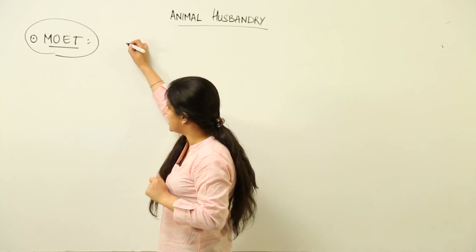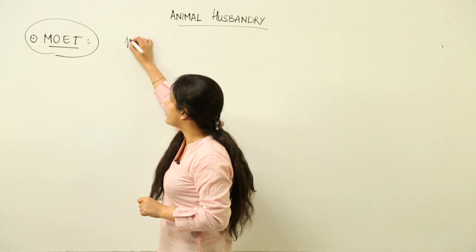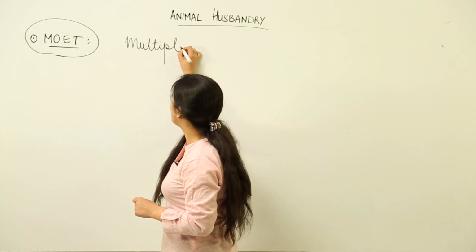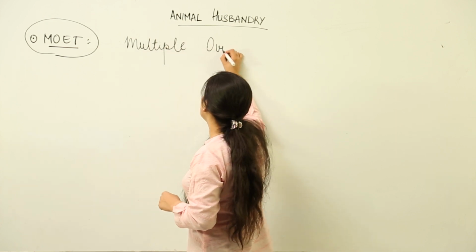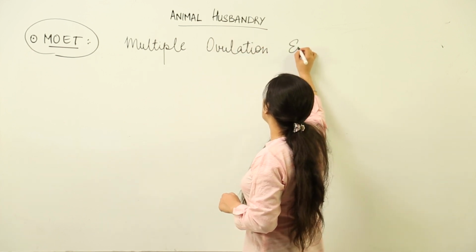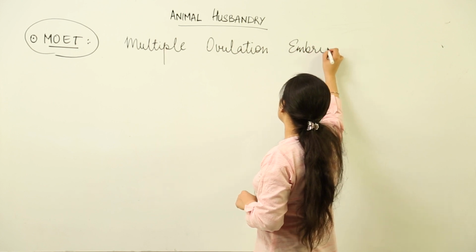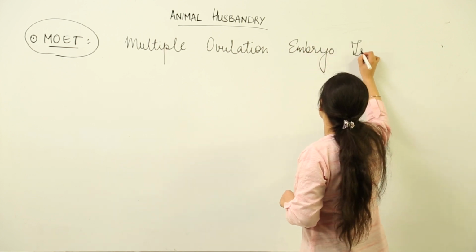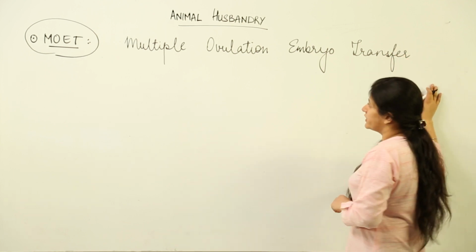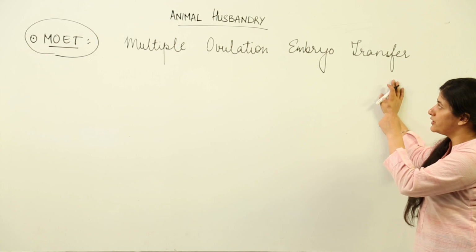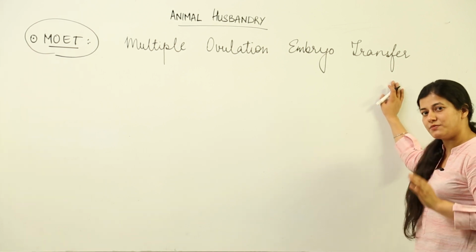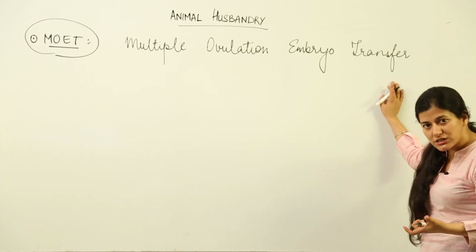What is MOET? It is an abbreviation for multiple ovulation embryo transfer. If the full form can give you an idea of what we are going to study. Multiple ovulation embryo transfer is a method that is being utilized by the farmers to improve their herd quality.